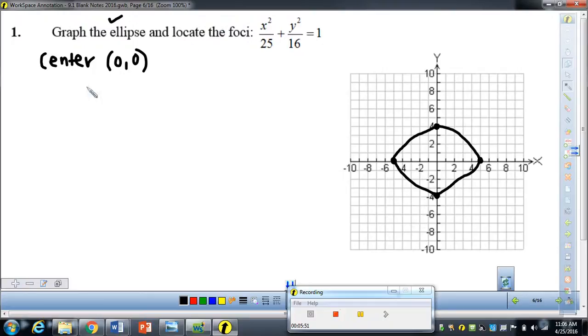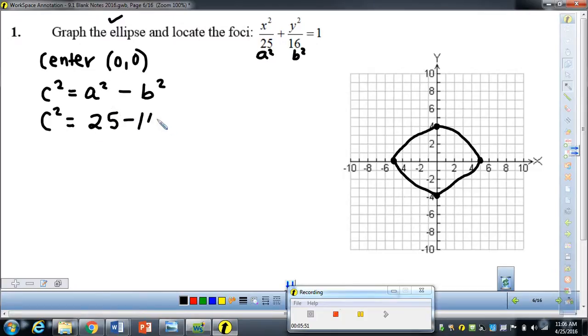Second, we need to locate the foci, and so we're going to use that equation. C squared is A squared minus B squared. A squared is the larger denominator, so A squared is 25 and B squared is 16. So when we put that into our formula, 25 minus 16, we get C squared is 9. So when we take the square root, we get 3. And again, this represents the distance from the center to a focus point.